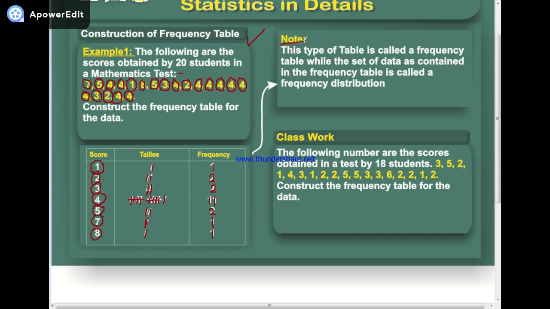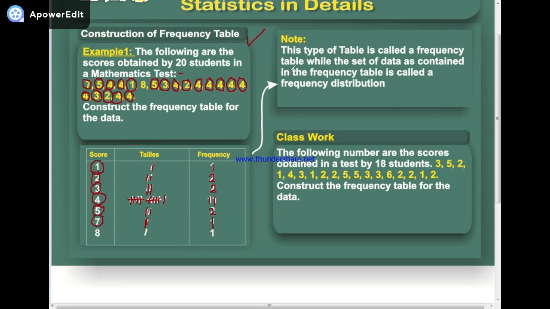This type of table is called a frequency table. The set of data contained in the frequency table is called a frequency distribution. That is, this particular table here is called what? A frequency table. Are you getting it? But the data inside the frequency table is called what? Frequency distribution. So that is what this note is trying to explain.